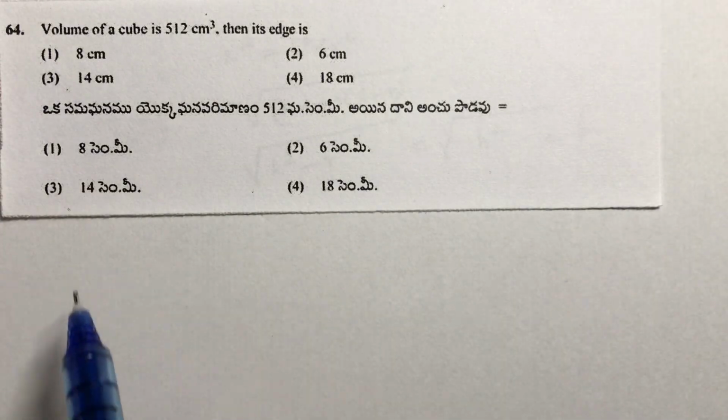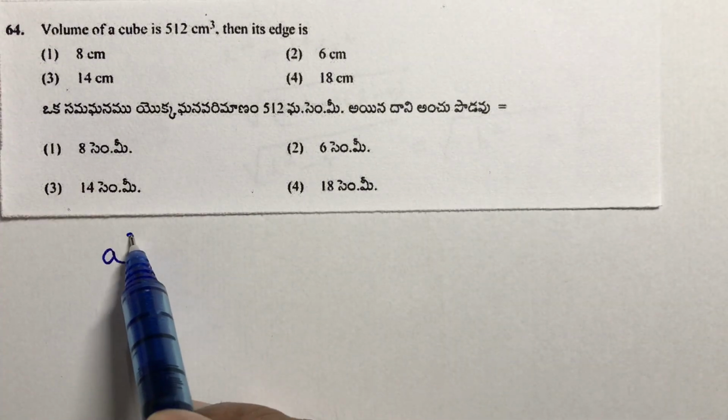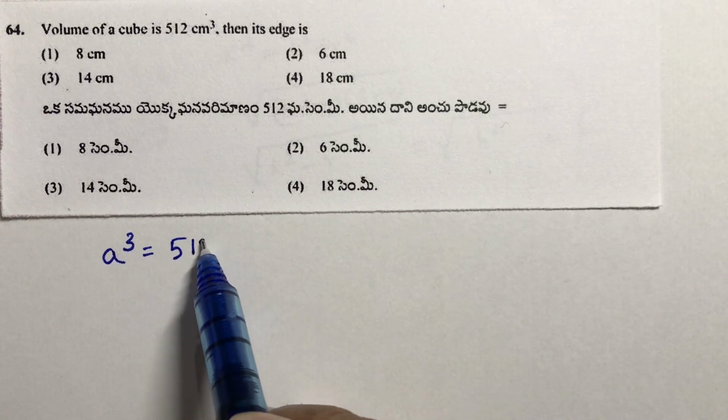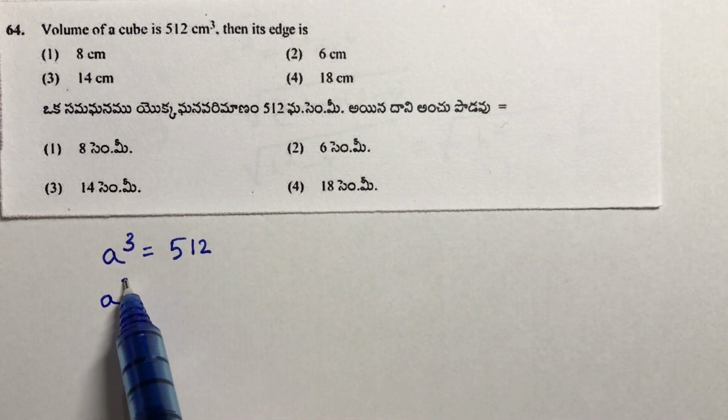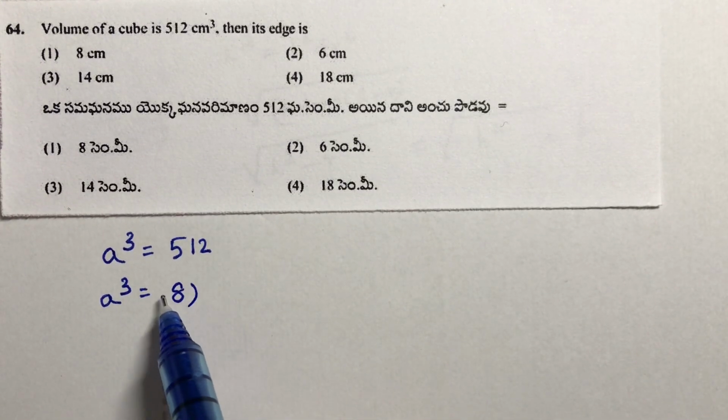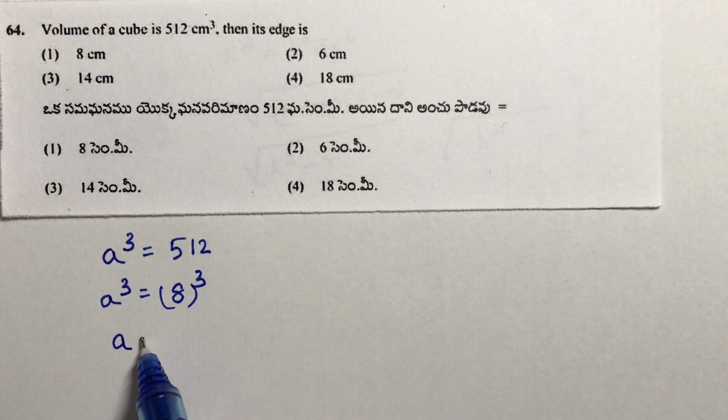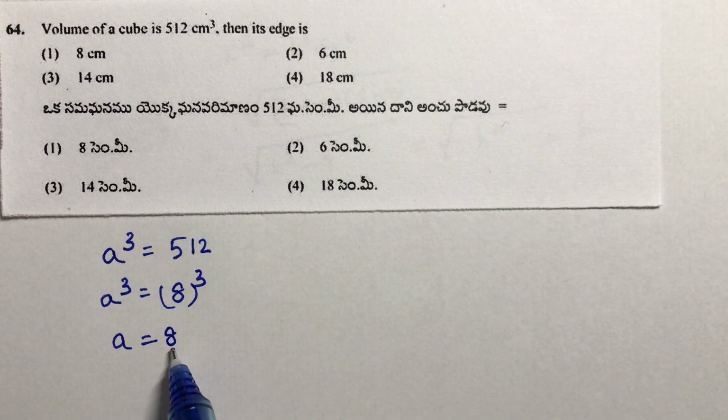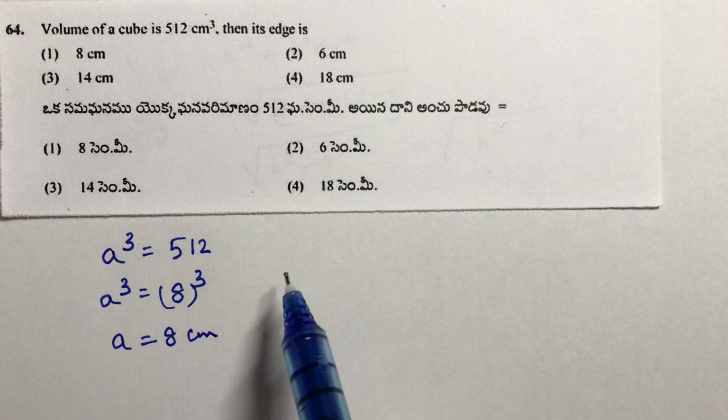Volume of a cube is 512. So volume of a cube is a cube. a cube is 512 centimeter cube. So you can write a cube as 512, you can write as 8 cube. So the value of a is 8 centimeters. So the edge is 8 centimeters.